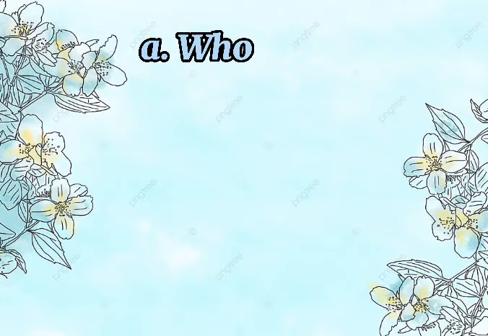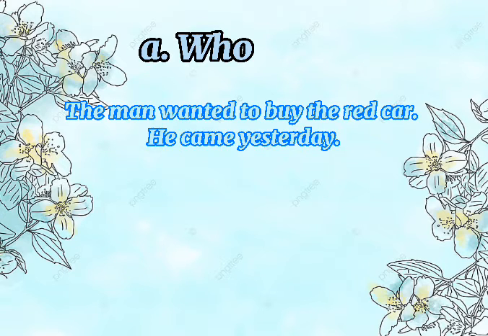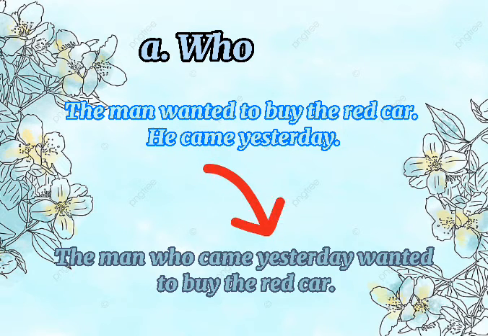Who is used to replace the subject or object in the form of a person and cannot be used to replace an object or animal. For example: The man wanted to buy the red car. He came yesterday. Combine it into: The man who came yesterday wanted to buy the red car.